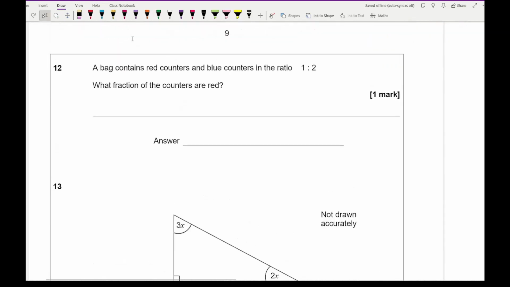Then moving on to question 12, it says that a bag contains red counters and blue counters in the ratio of 1 to 2. What fraction of the counters are red? So here we've got 1 out of 3 parts. So this as a fraction is 1 over 3.